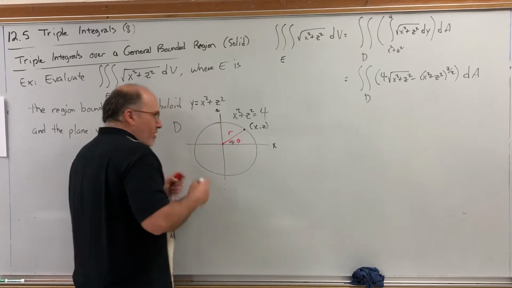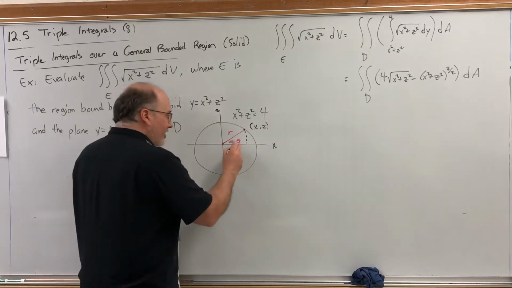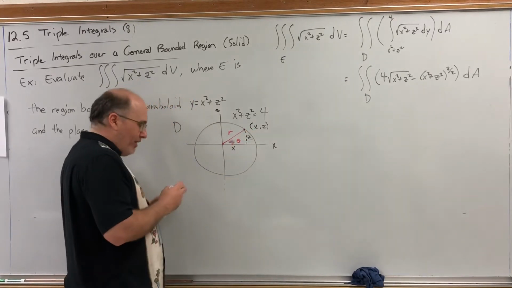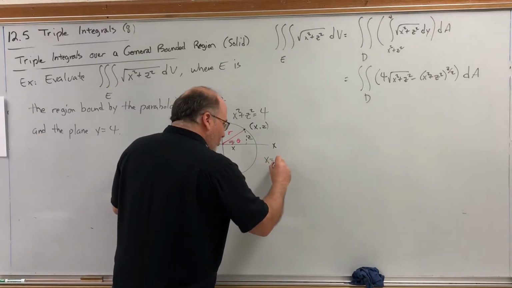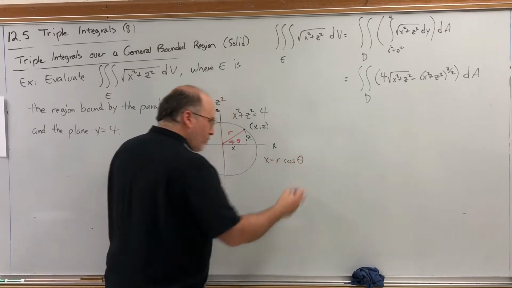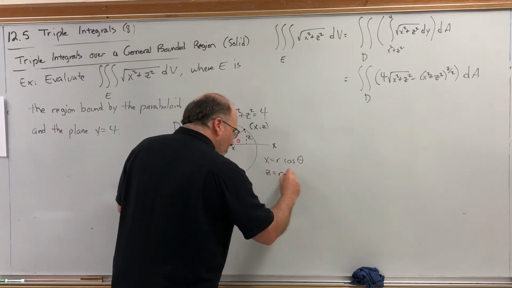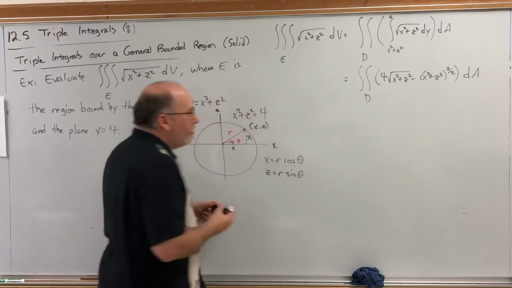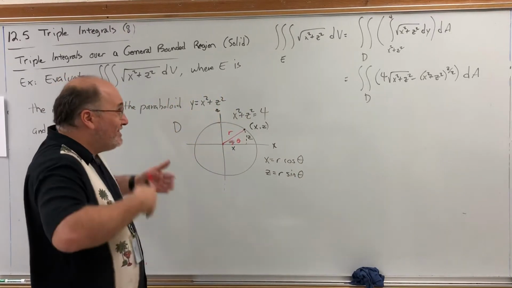So if we were to set up polar coordinates in the xz plane, instead of the xy plane, then our conversions would be x equals r cosine theta, like it was before, but z equals r sine theta. So let's take a polar coordinate approach because there's so many things that just scream it.